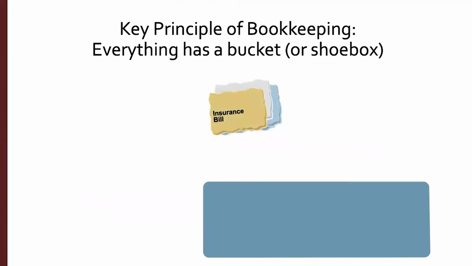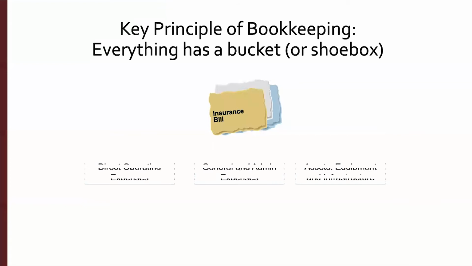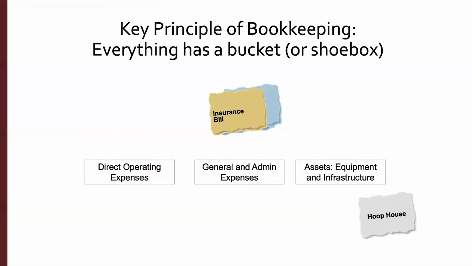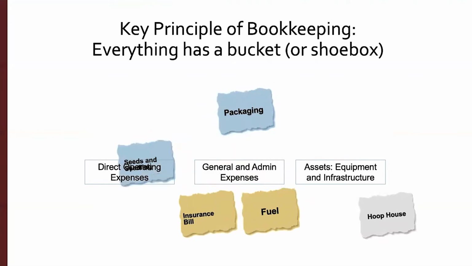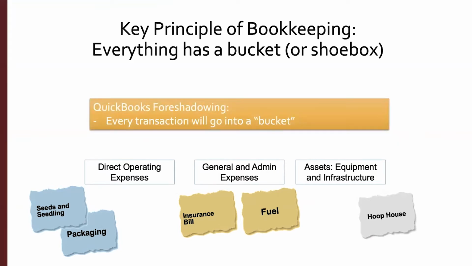One of the key principles of bookkeeping that we've covered in previous videos is that everything has a bucket. When you have a transaction, you want to sort all of your transactions into different buckets or shoeboxes. You may have a shoebox for fuel expenses or insurance. You may have a shoebox or a file for seeds and seedlings. And the same is true when we do our bookkeeping system. When we set up our bookkeeping system, we want to have a bucket for all the different transactions that we have. And these buckets are the chart of accounts. It's a structure by which we're going to organize all of our receipts and all of our expenses and revenue and transactions.